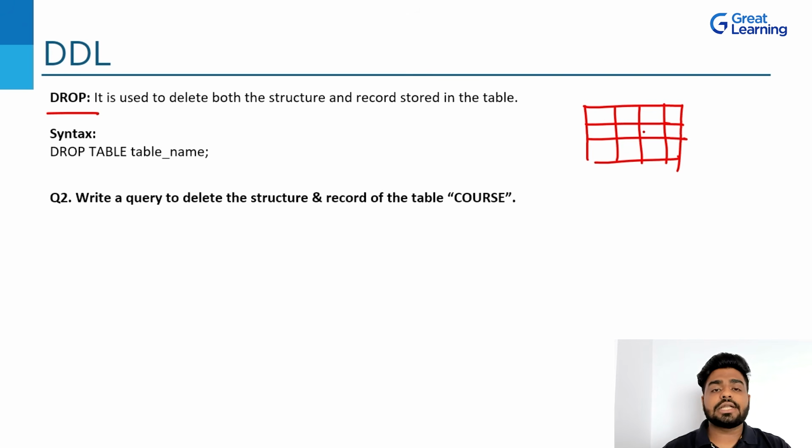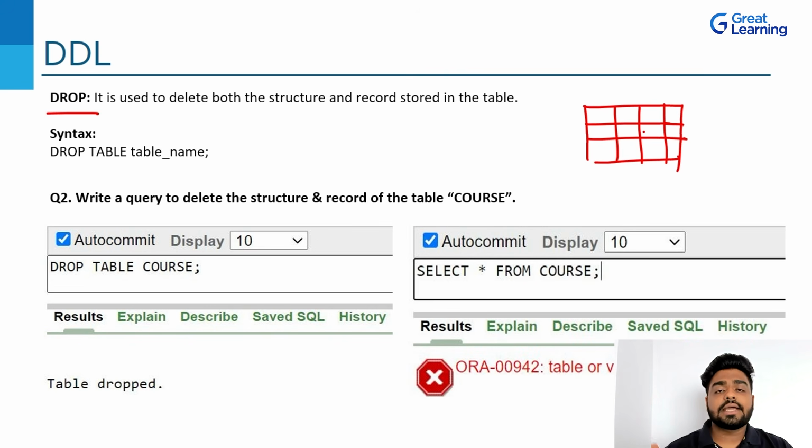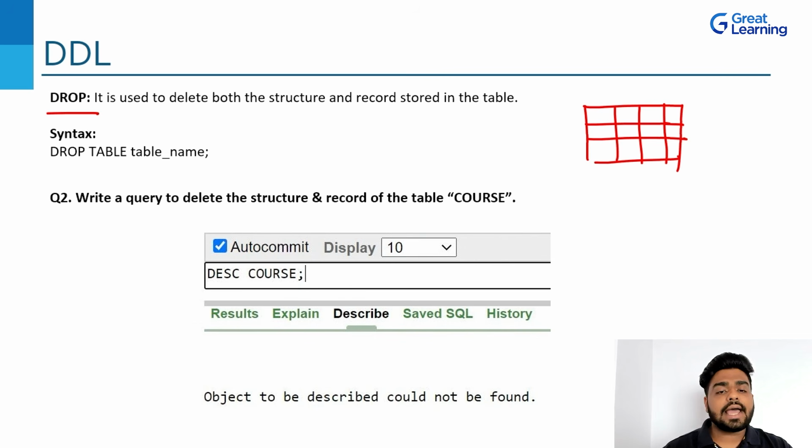Write a query to delete the structure and records of the table. Then you have to use drop table course. Once you do that, after dropping the table course, if you try to find the content of course, it will say table or view does not exist. Nothing exists. Even the structure is not there, right? And once you try to find out the description of that particular course table, it says object to be described could not be found, because there is no table as such. There is no structure also.